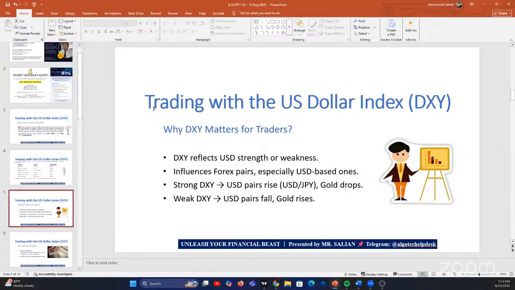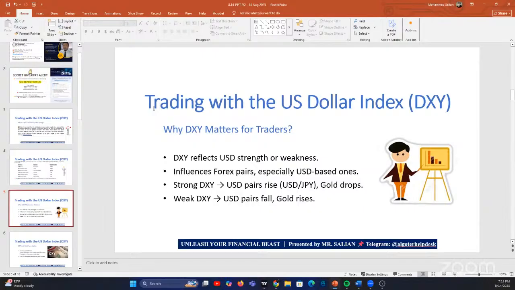Now, why does DXY matter for traders? Because DXY reflects US dollar strength or weakness. For example, if the dollar is going down, then gold should go up, or if the dollar is going up, then the price of gold should go down. You have to have some clue of where the trend is going.